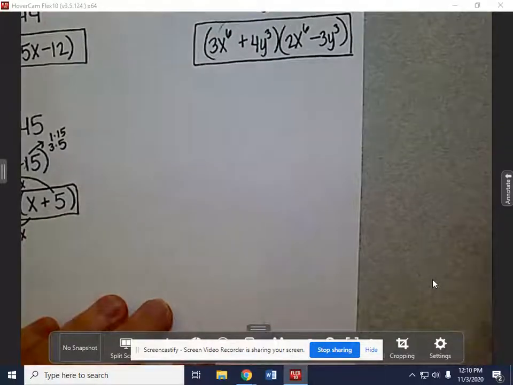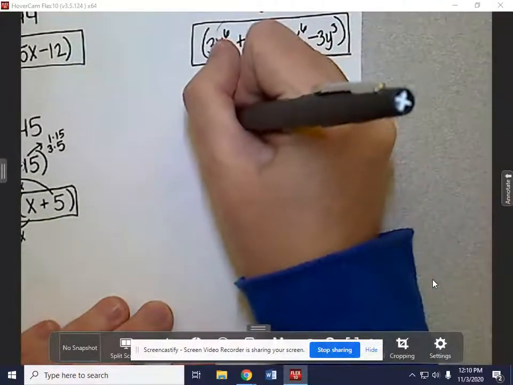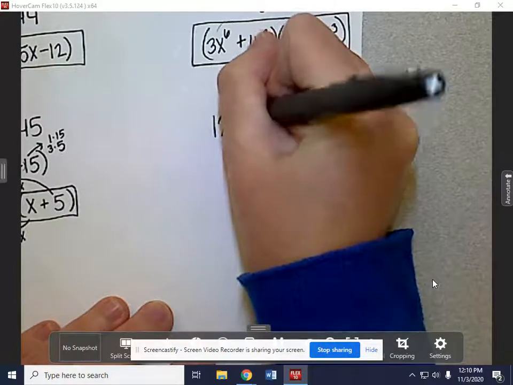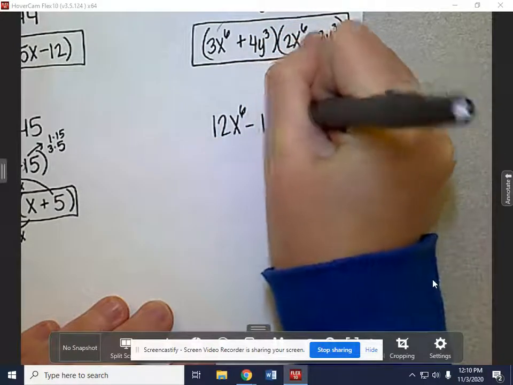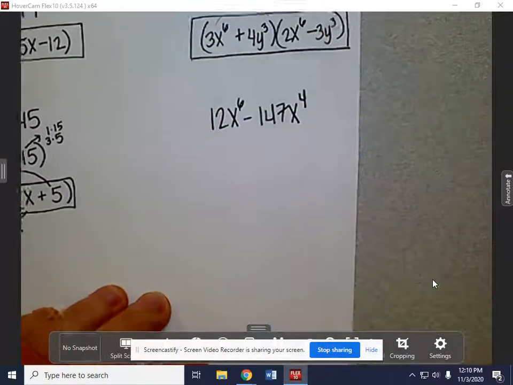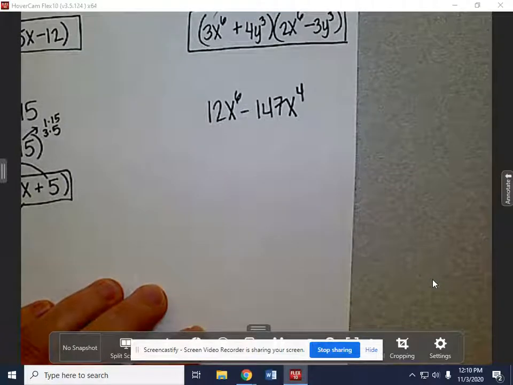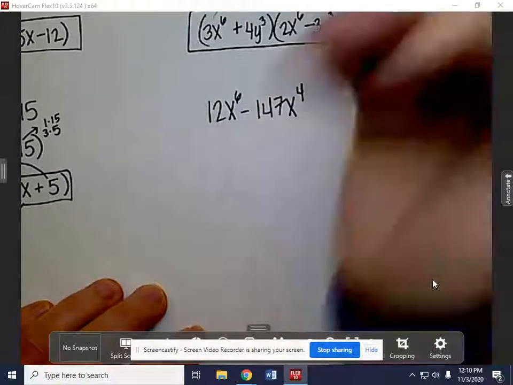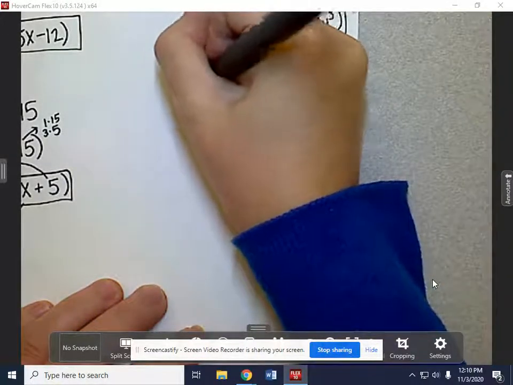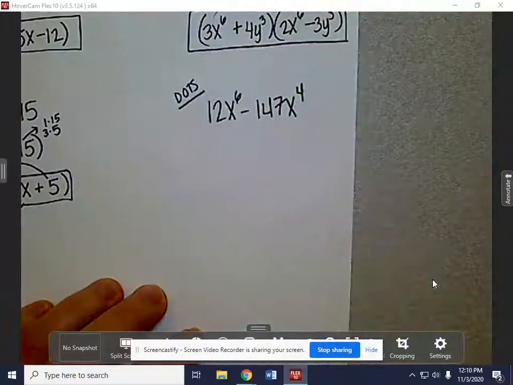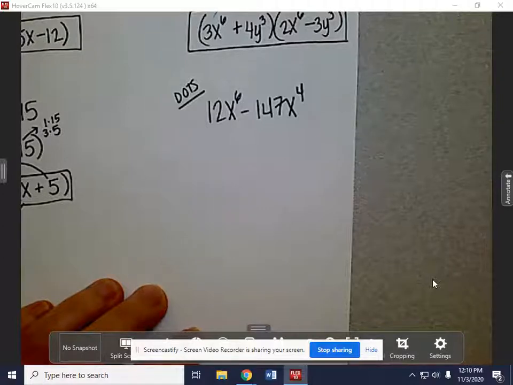All right, one more problemo here. It's going to be 12x to the 6th minus 147x to the 4th, and I'm going to say factor that. What I noticed is there are only two terms, so the first thing that pops into my head is difference of two squares. But wait a second. To do difference of two squares, I need perfect squares, which I definitely don't have.